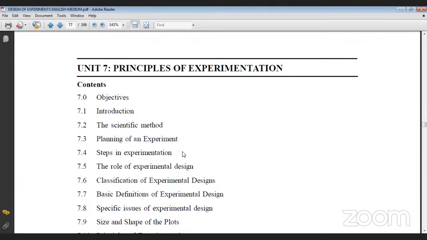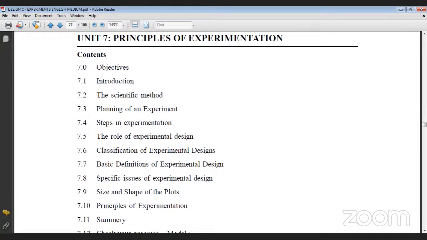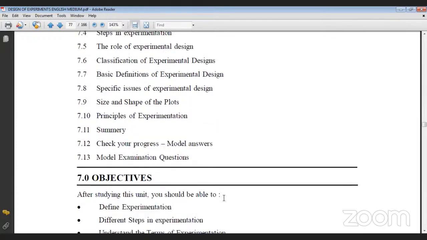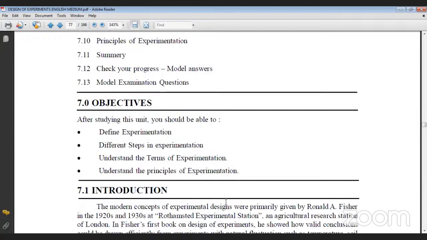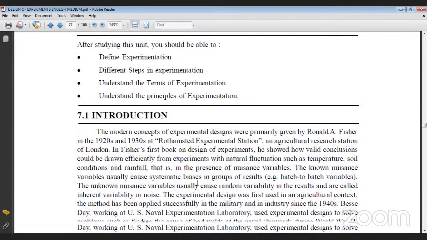In these principles of experimentation, there is the scientific method, planning an experiment, steps in experimentation, the role of experimental design, classification of experimental design, basic decisions of experimental design, specific issues of experimental design, size and shape of the plots, and principles of experimental design that we can learn here. So first we define experimentation, the different steps in experimentation, understand the terms, and understand the principles of experimentation. So what is the introduction?